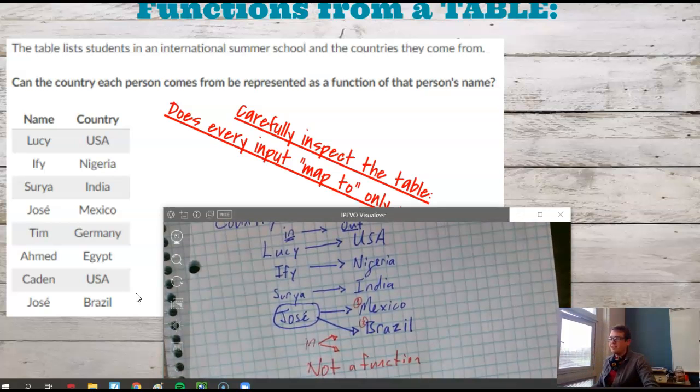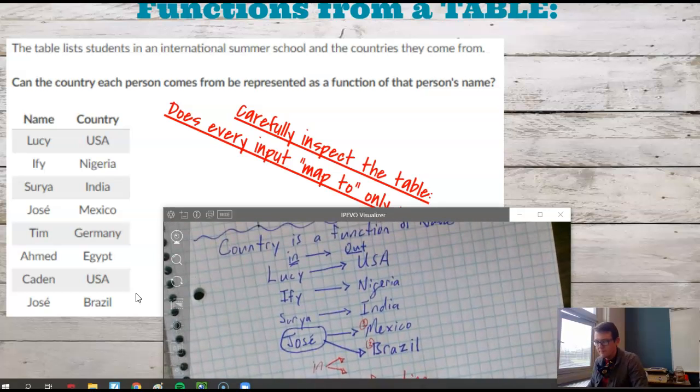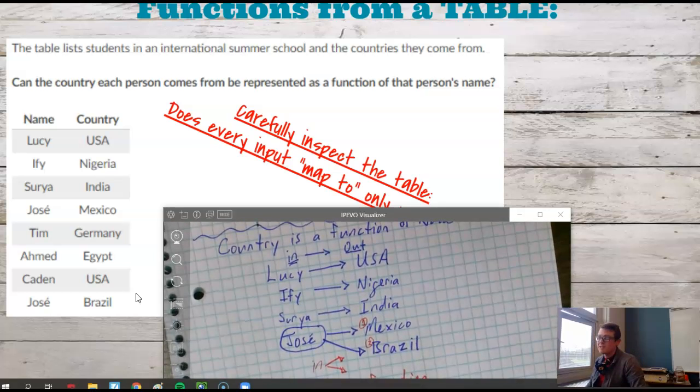Now, when we think about this, Kelly, what's up? I wanted to ask, if we thought of the two Joses as two different people... That's the problem.